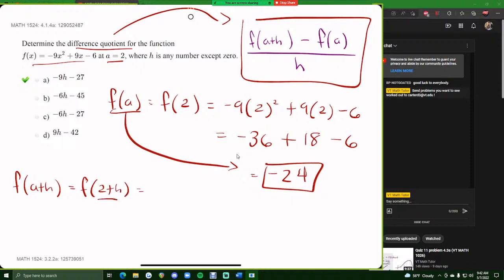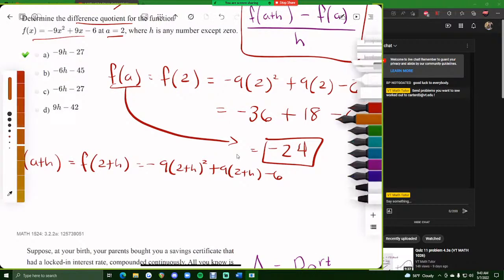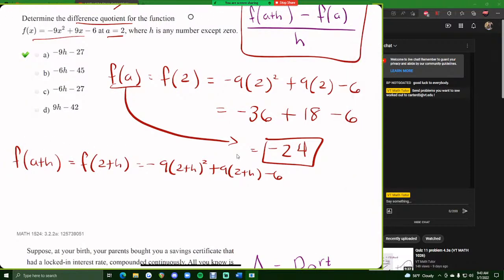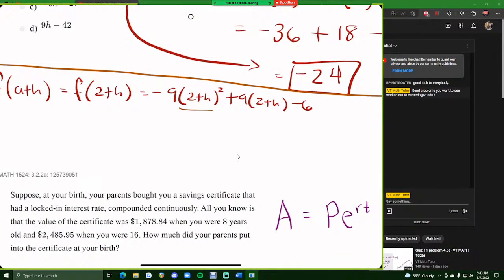2 plus h in these parentheses means we want to plug in 2 plus h wherever we see x in the function. So we are replacing all the x's in the original function with 2 plus h. And the tricky part, the real tricky part about this is actually expanding the 2 plus h squared. You want to make sure when you expand this that you are treating it as 2 plus h multiplied by 2 plus h. And then we will multiply that by negative 9.